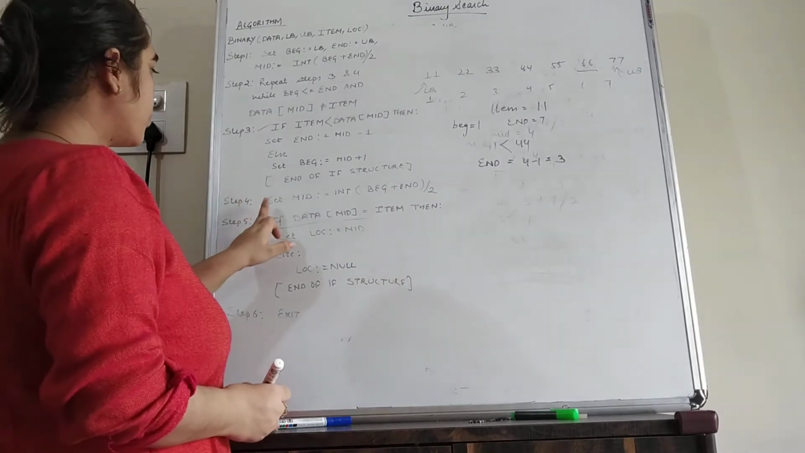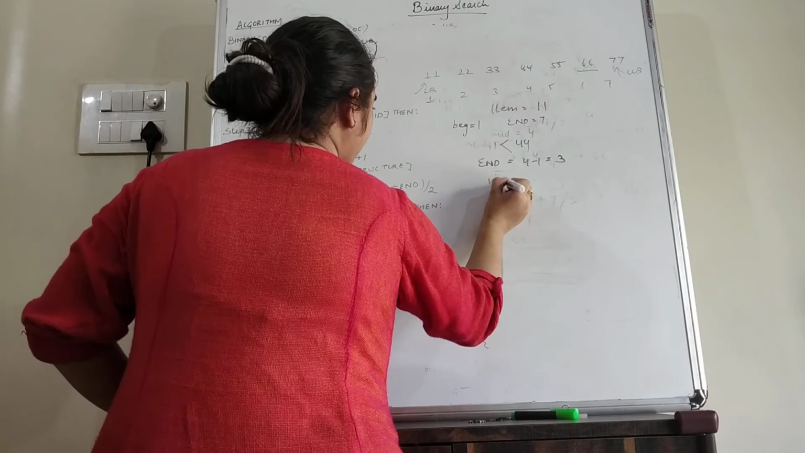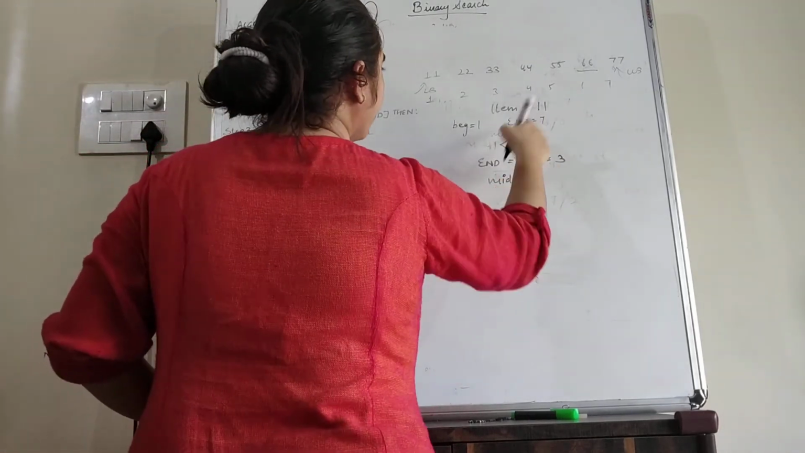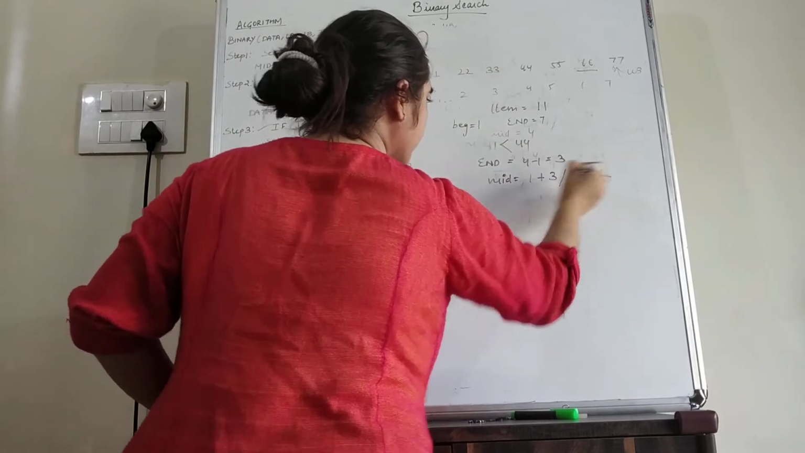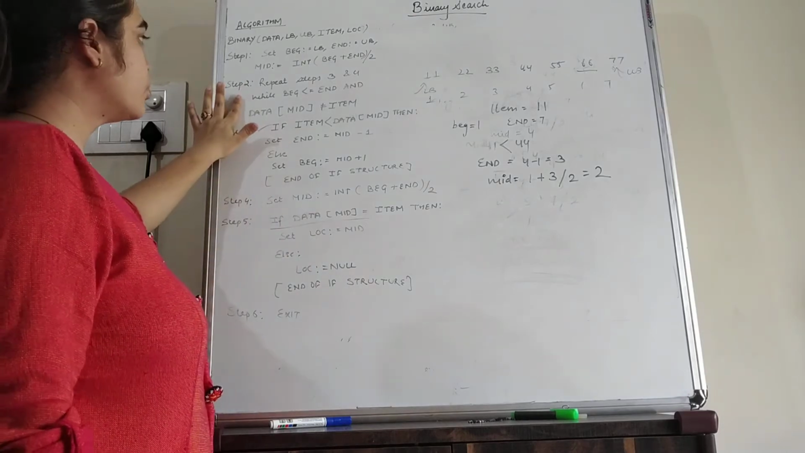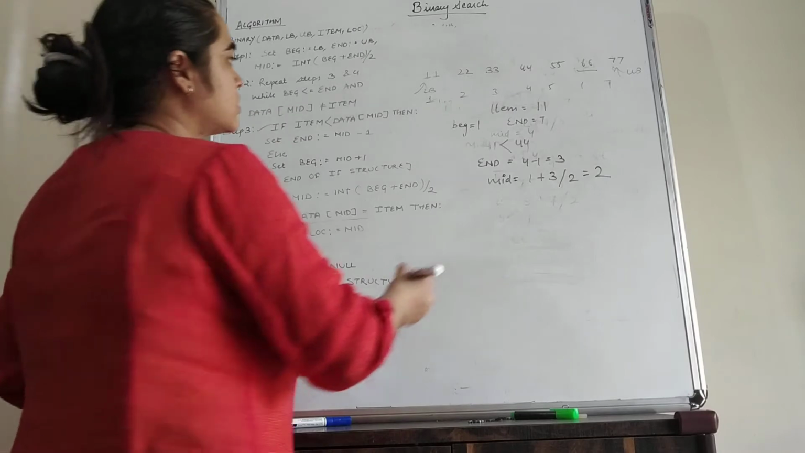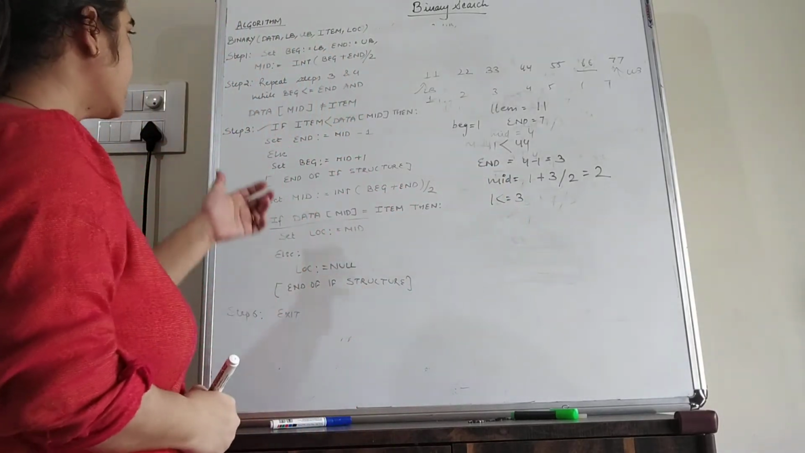After this we go to step number 4, set mid equal to integer part of (beginning plus end) by 2. So now mid is equal to (1 + 3) divided by 2. So now the mid is 2. After finding the mid, again we go to step number 2 and check the conditions. Beginning is now 1 and end is now 3. So 1 is less than or equal to 3, yes.